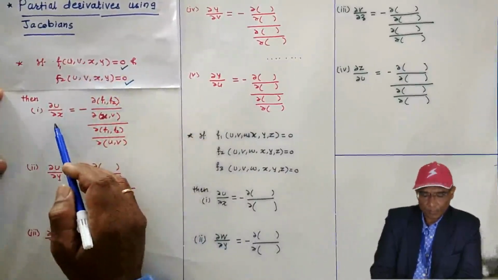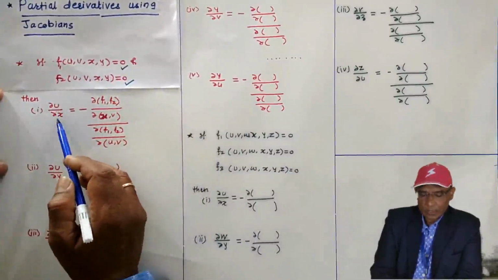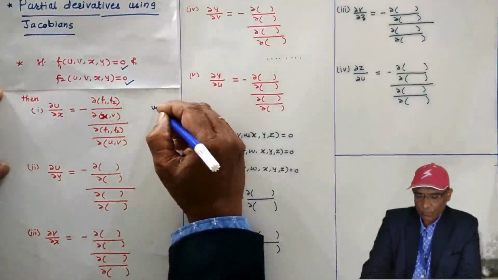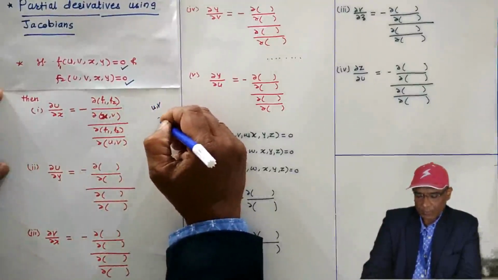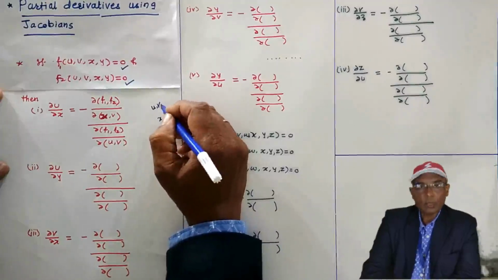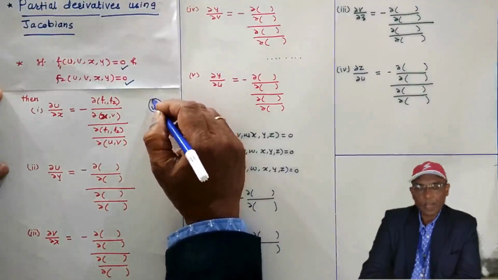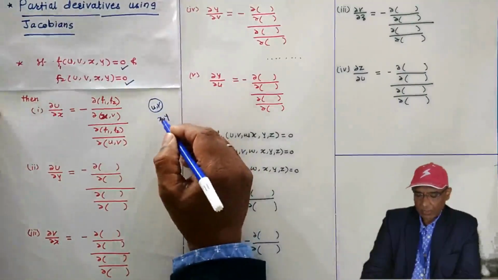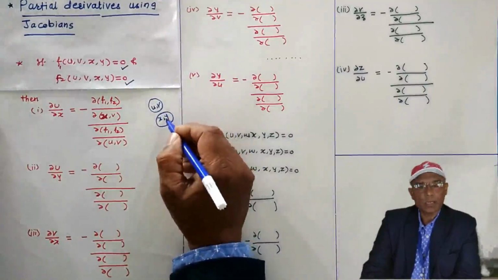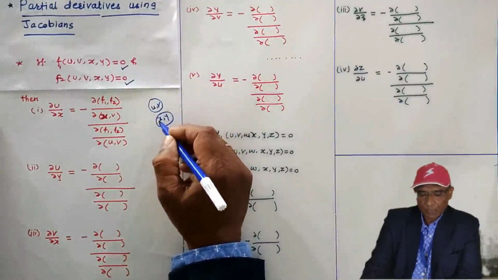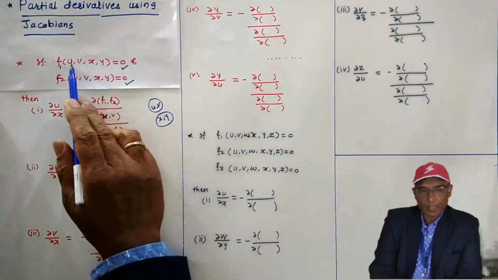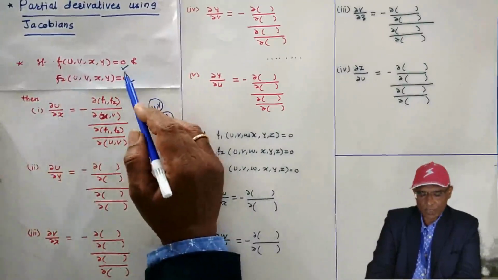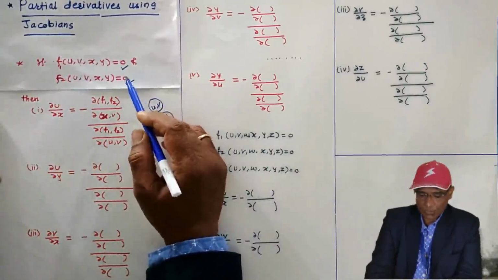So what will be the formula for del u by del x? See, I am going to tell you how to remember the formula. Here there is a group of u and v and a group of x and y. U comes under the group of uv and v comes under the group of uv. X comes under the group of xy and y comes under the group of xy. So I want del u by del x, the partial derivative of u with respect to x, from these two equations, and these two functions are implicit functions.